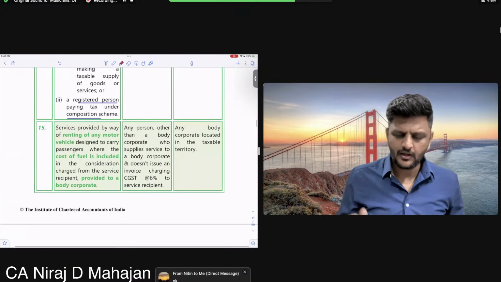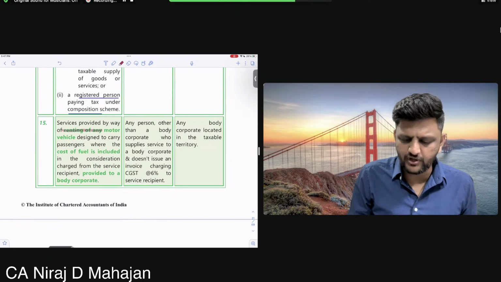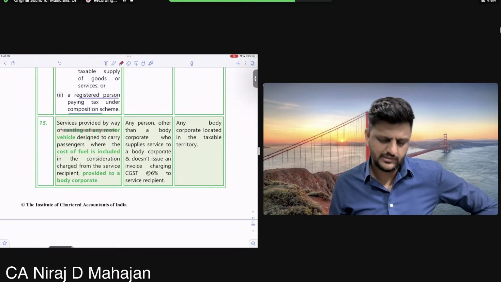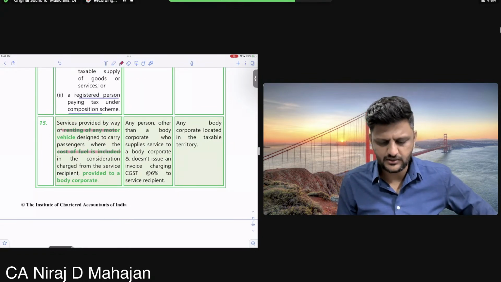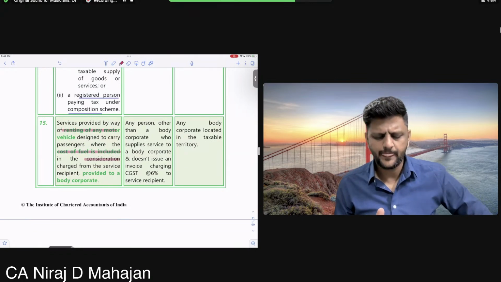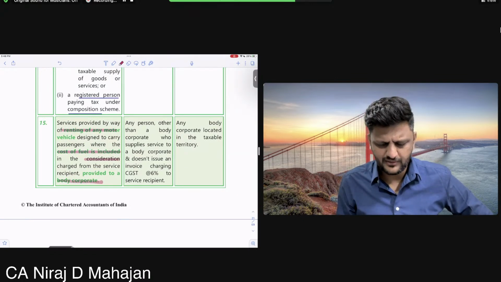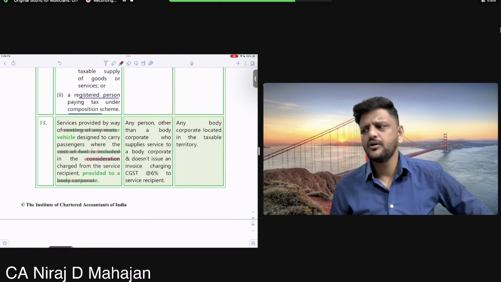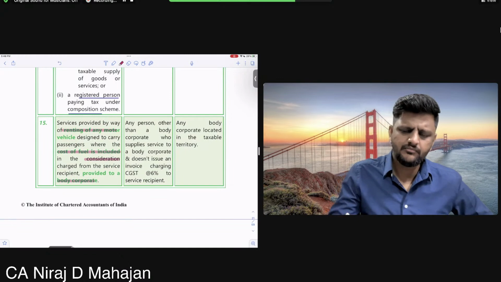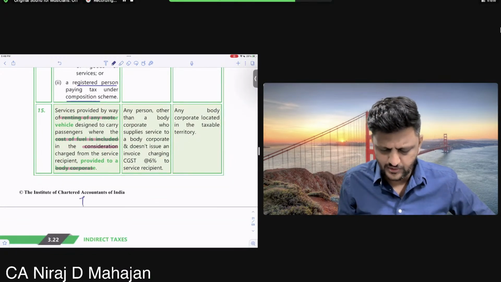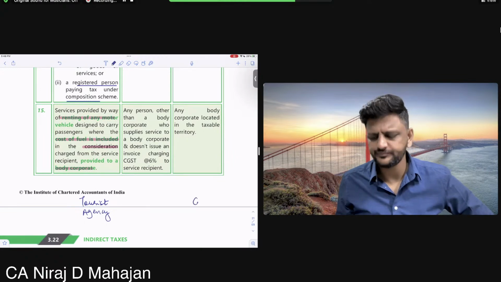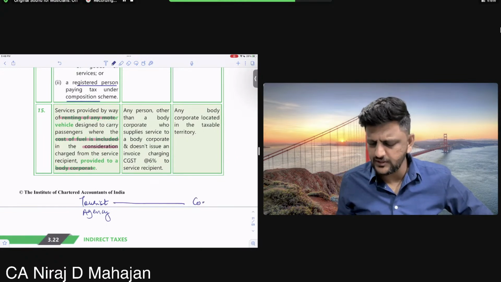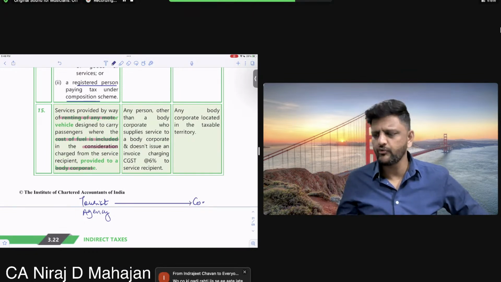Services provided by way of renting of any motor vehicle designed to carry passengers where the cost of fuel is included in the consideration charged from the service recipient but provided to a body corporate. Your commercial vehicle, or commercial purpose vehicle, means what? Just for the sake of example, there is a tourist agency, you understand? Have you heard of this? Tours and travels. And there is a company. The company, bachcho, tells the tours guy that tomorrow we want to visit Mumbai.